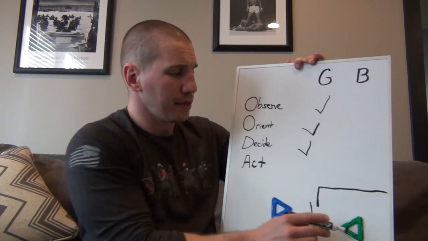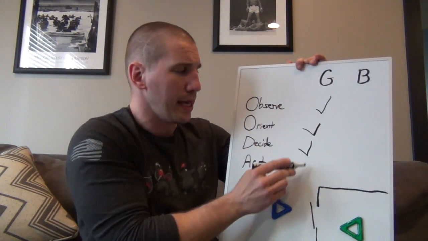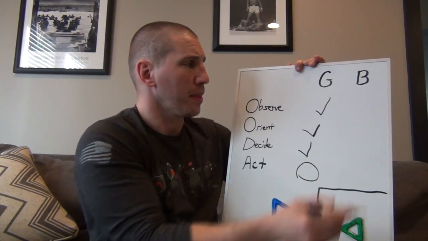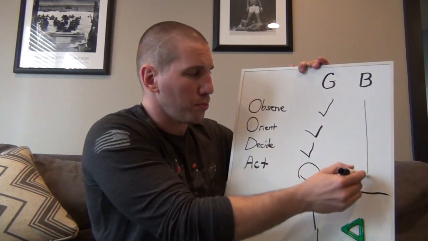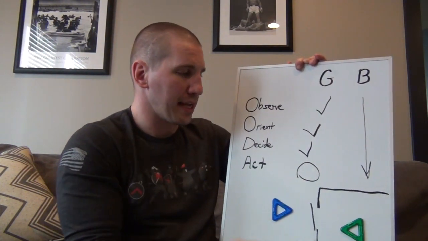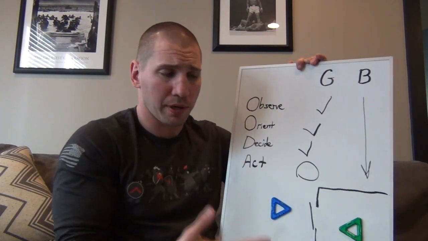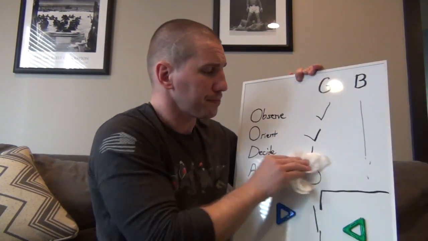So as you can see, the bad guy in the closet is way ahead. He's all the way out here. He's right at act. And our good guy has to go through this whole process before he can get here. And that's why he's going to lose every day of the week and twice on Sunday when we open the door and deal with what's in there.